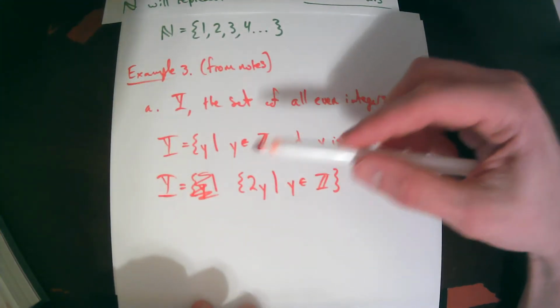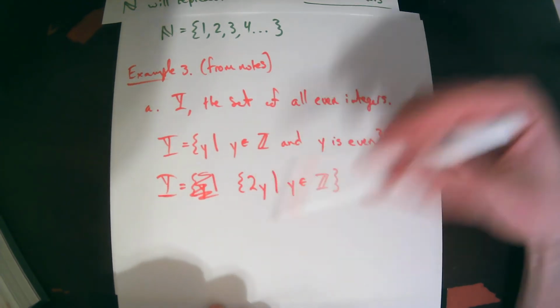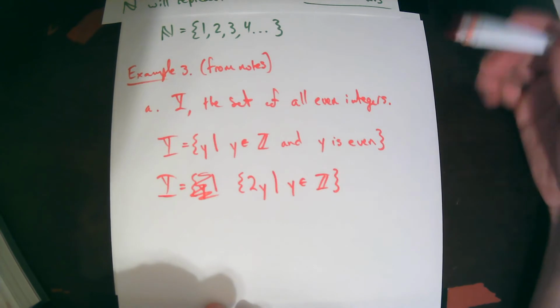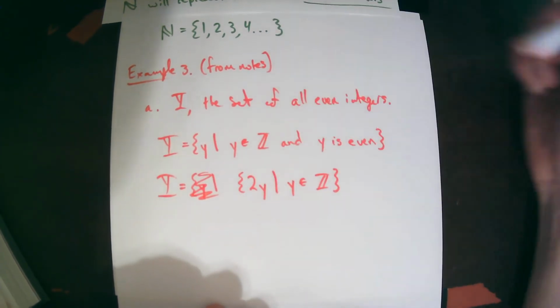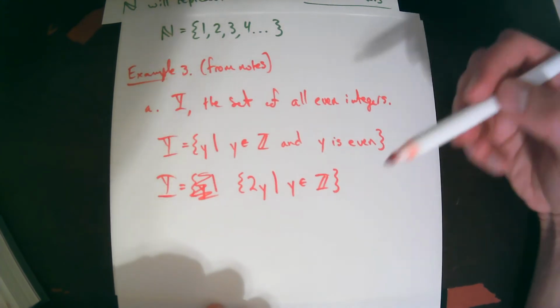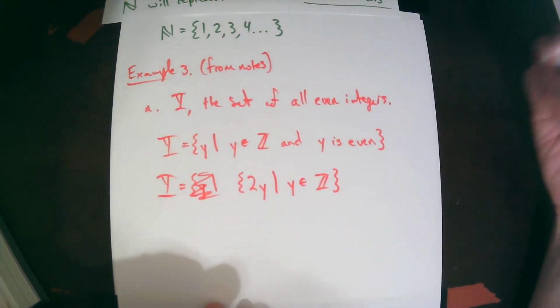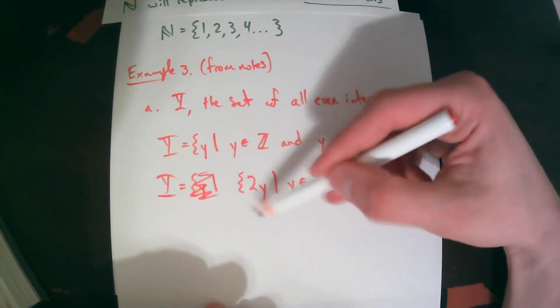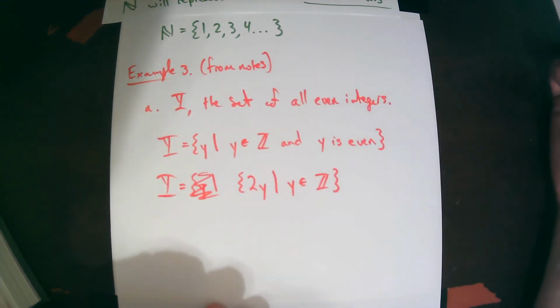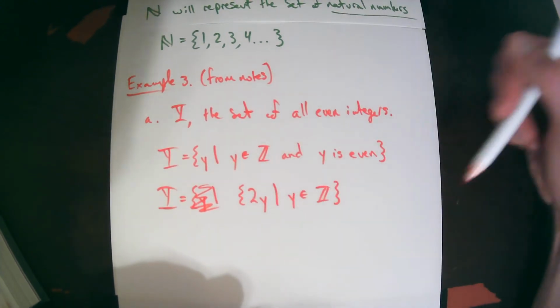Well, this works because every integer, if you multiply it by 2, is going to become even, right? That's how even numbers can be built, by multiplying any number by 2. Like 1 times 2 becomes 2, 3 times 2 becomes 6, 2 times 2 becomes 4. Every time you multiply something by 2, it becomes even. That's the definition of even. It means that 2 goes into it.